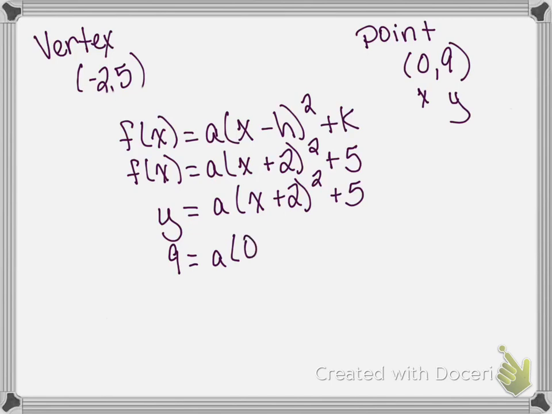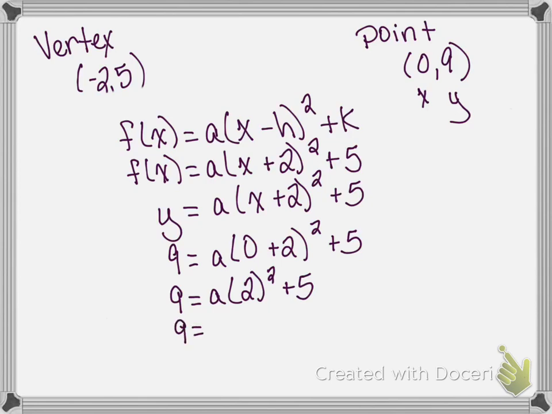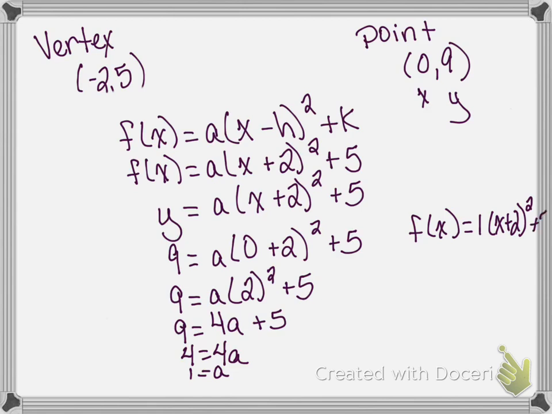What I'm trying to find is that a. Now, can I solve from there? So I have 9 equals a times 2 squared plus 5. I can rewrite this. What's 2 squared? So I have 4a plus 5. What do I do now? So I have 4 equals 4a. What's a? a is 1. So I rewrite this as f of x equals 1, and do I have to write the 1? I don't. Plus 5.